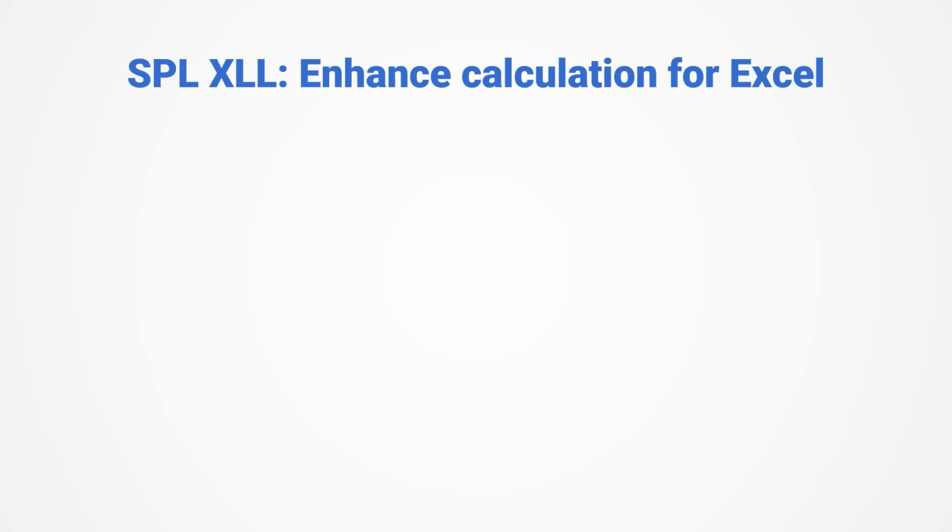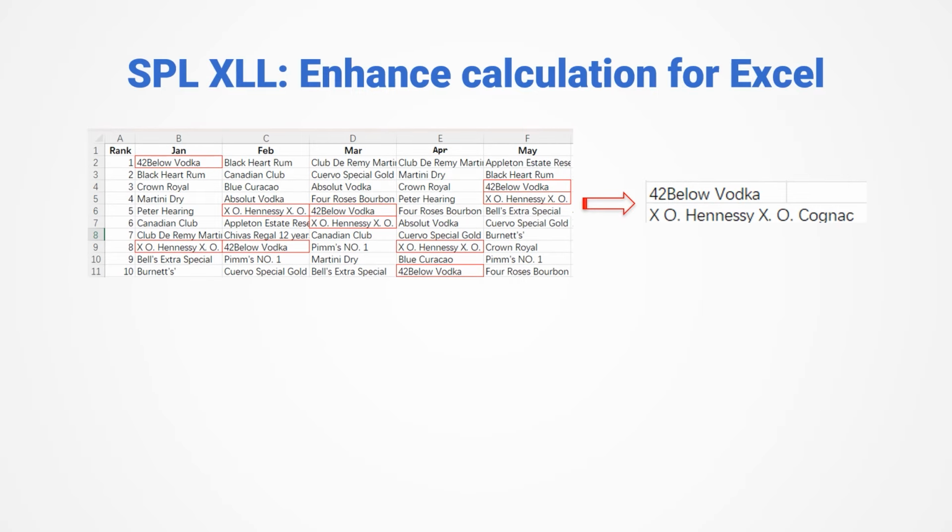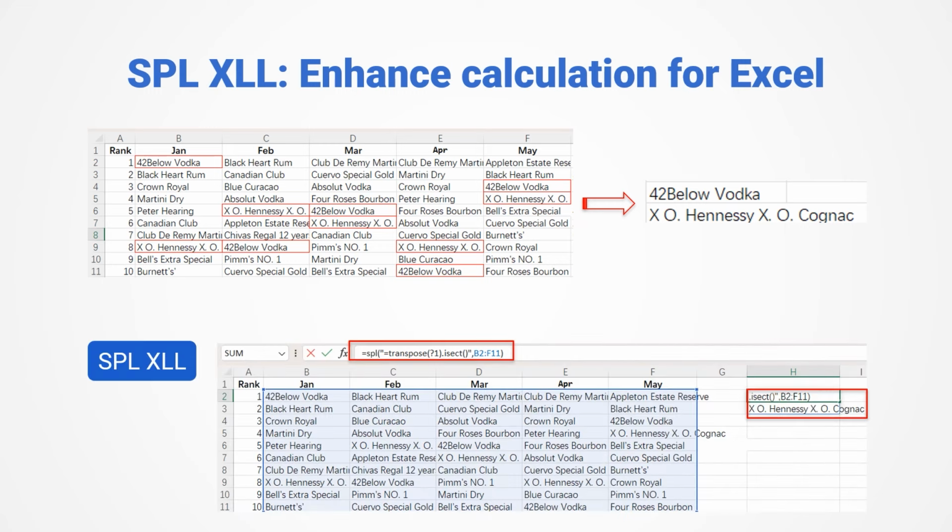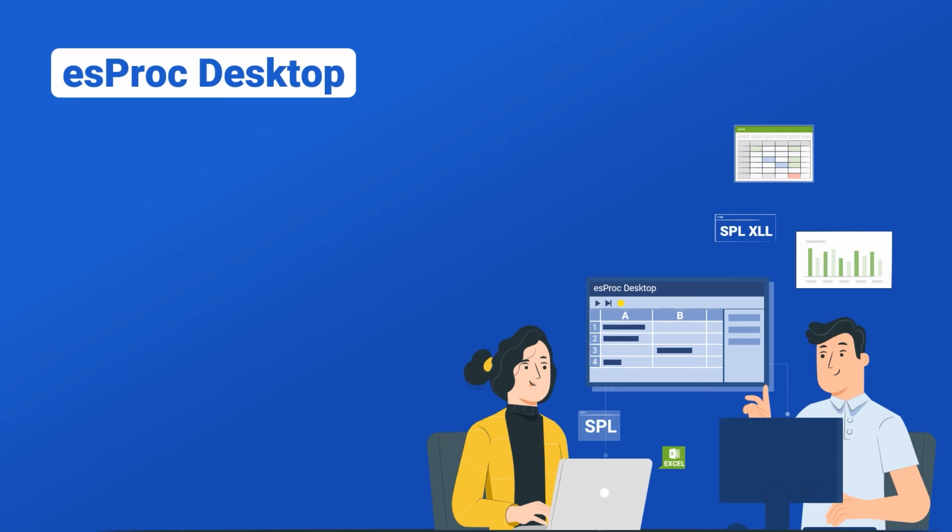esProc Desktop also provides the SPL XLL plugin, which can execute SPL code directly in Excel to complement the shortcomings of Excel. For example, to find the star products that make it to the top 10 every month. The intersection in Excel is a trouble. SPL's set operations are much more powerful, and a short formula can get the result directly. SPL is simple to use, and once learned, you can efficiently handle daily tasks.